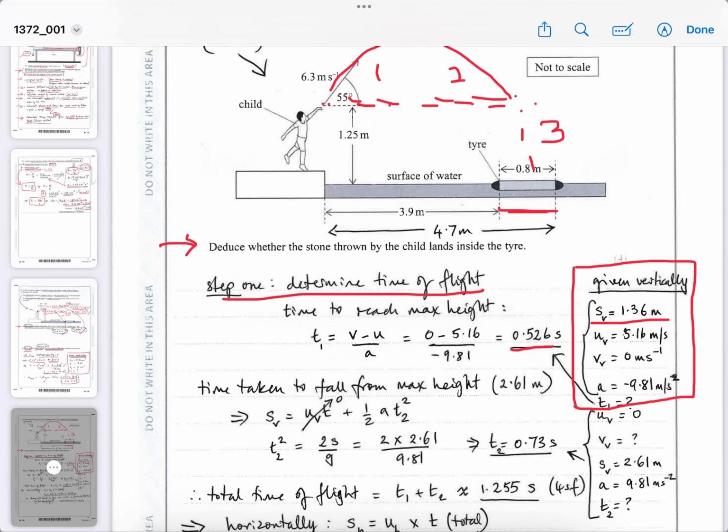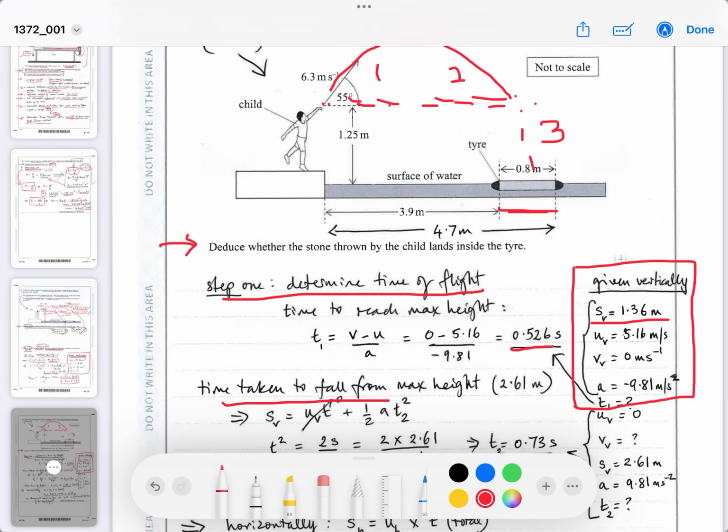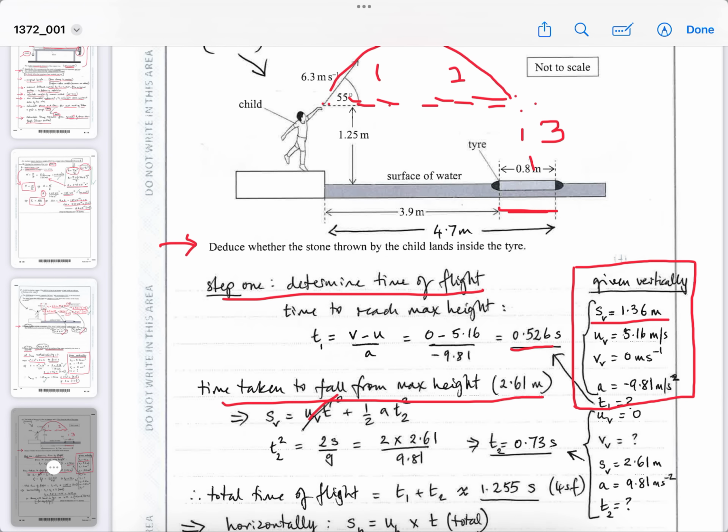So after it's gone up, it takes 0.526 seconds to go to the top, then to fall in stage 2, the height that we worked out before, 1.36 plus another 1.25. It's going to take time to fall the maximum height, 2.61 meters. This time you can put in the equation s equals ut plus half at squared, where you know now from the end of stage 1 it's reached a vertical velocity of 0, so you can get rid of this bit and it's just going to be half at squared. That allows you to work out the time for it to fall stages 2 and 3.